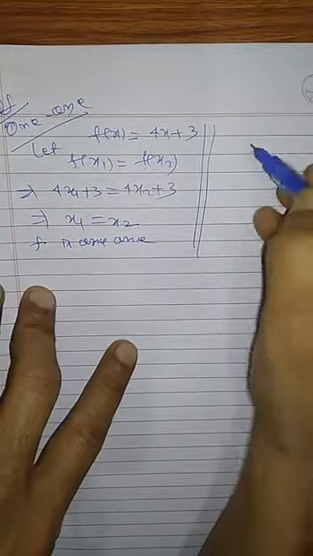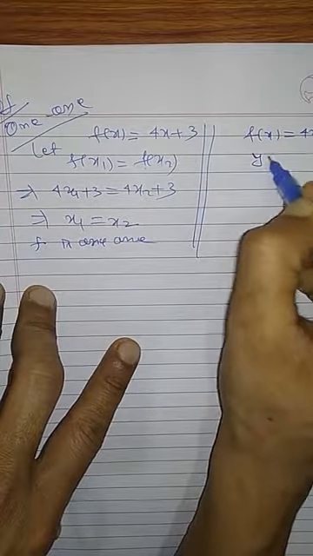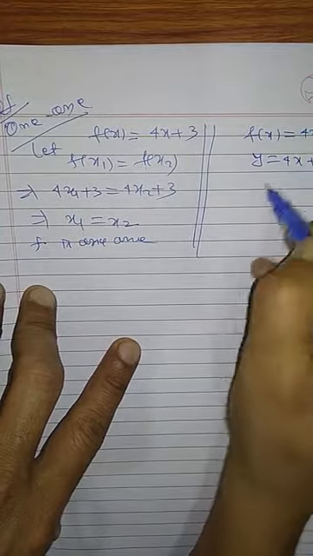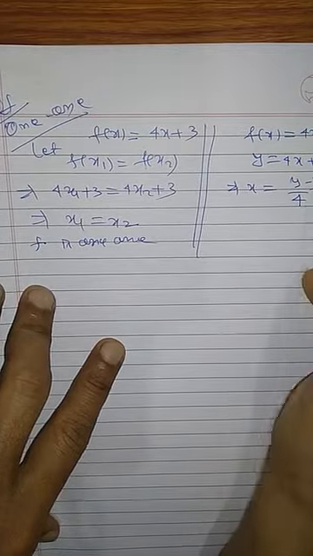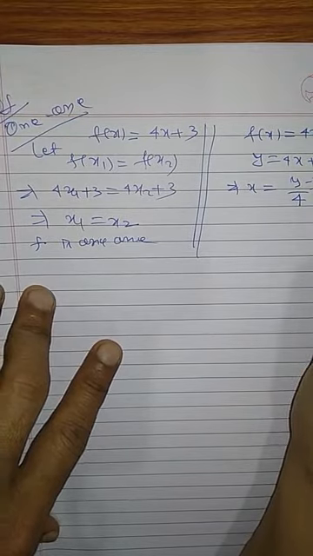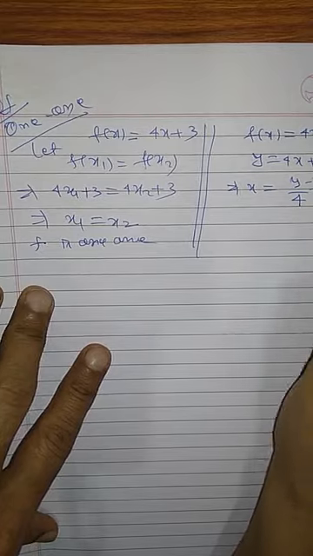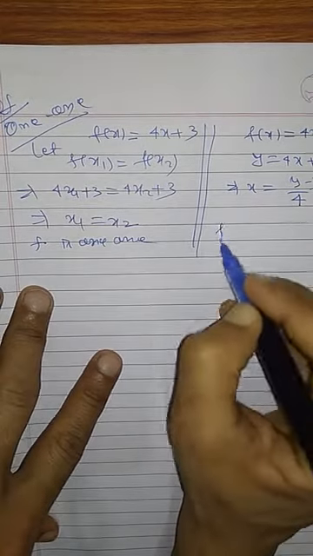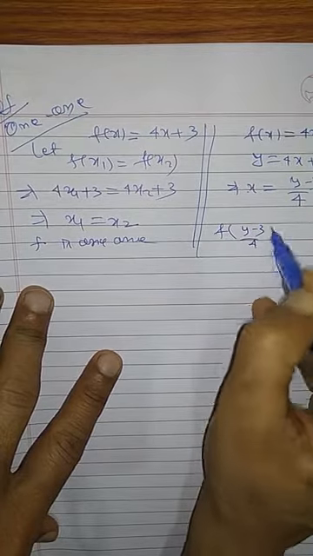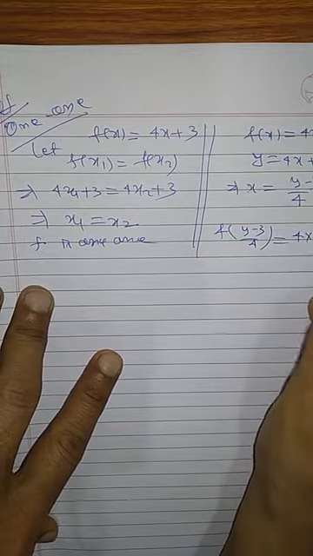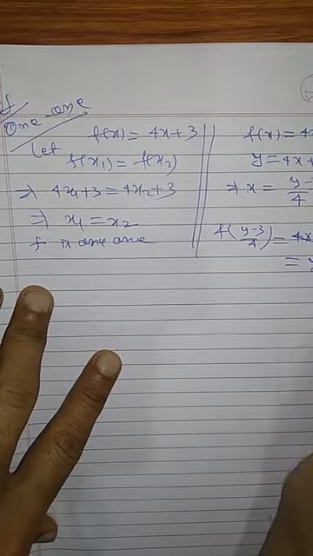Similarly, f of x is equal to 4x plus 3 is given. Let y equal 4x plus 3. From this you can find x is equal to (y minus 3) upon 4, where x belongs to N and y belongs to capital Y as per the question. Now f of, instead of x write (y minus 3) by 4, gives you 4 into (y minus 3) by 4 plus 3, and this is y.